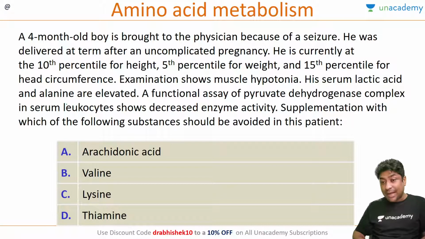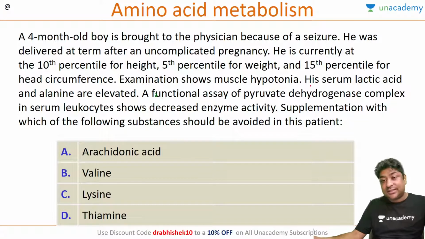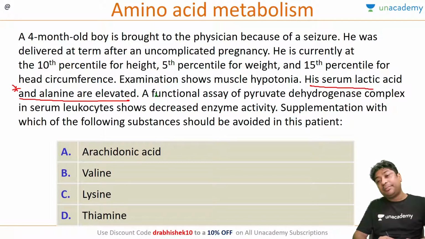Examination shows muscle hypotonia. His serum lactate, now this is a very, very important clue, his serum lactic acid and alanine levels are elevated. Okay. The pyruvate dehydrogenase assay in serum leukocytes shows decreased enzyme activity. Supplementation of which of the following should be avoided in this patient?